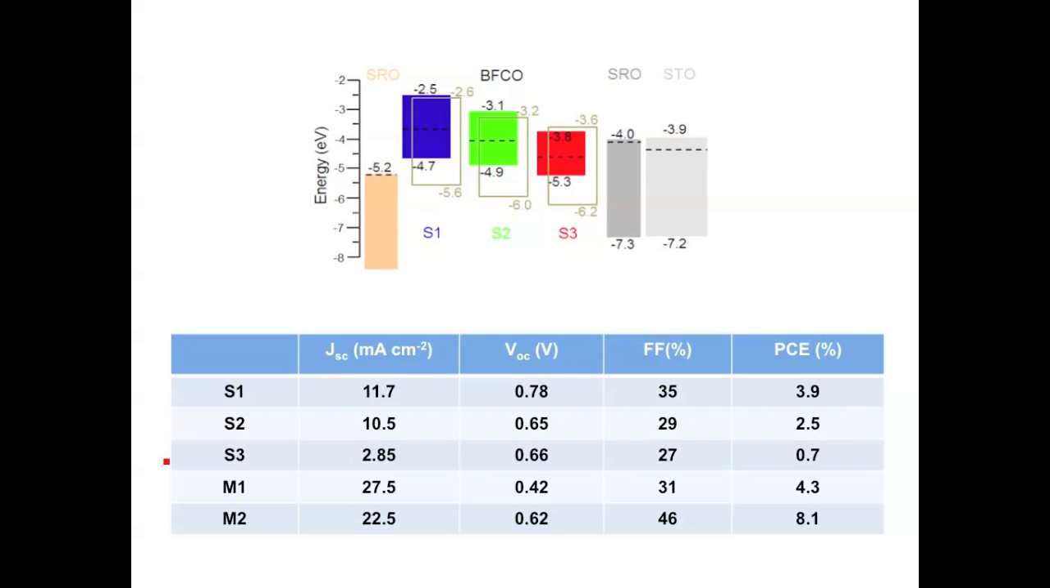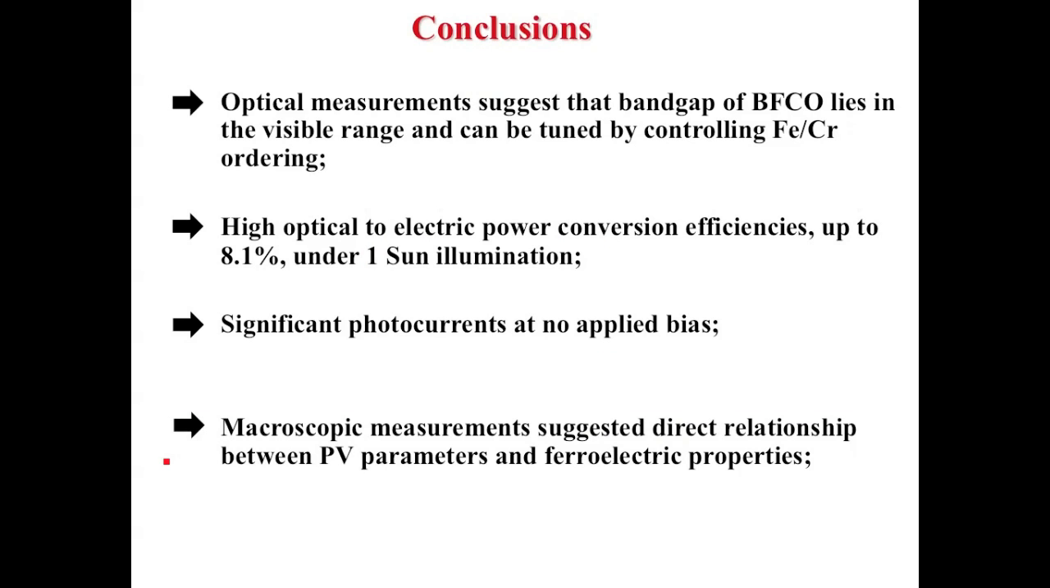So to conclude, I would like to say that first, the optical measurement suggests that the bandgap of BFCO is tunable in the visible range, and can be tuned by controlling the iron-chromium ordering in the film. And we get up to 8.1% in efficiency under one sun illumination. And the macroscopic measurement suggests that there is a direct relationship between the PV parameters and ferroelectric properties in this material. Thank you very much for your attention.